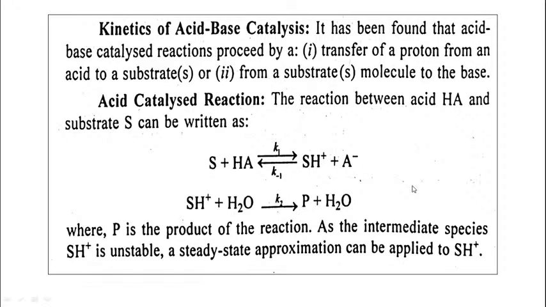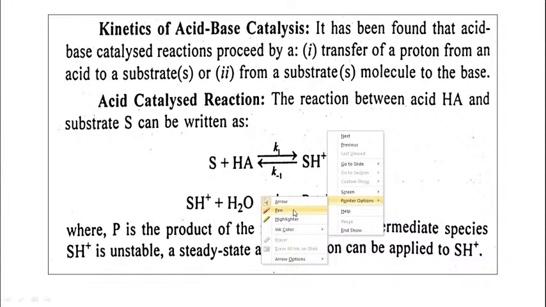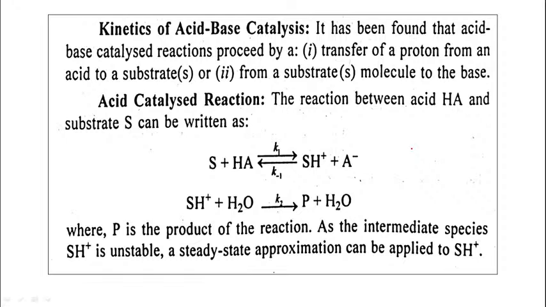As the intermediate species is unstable, in catalyzed reaction particularly, the intermediate is formed and that intermediate is unstable. So for this, a steady state approximation can be applied. We can apply the steady state approximation to this, and according to that we can find out the concentration of the intermediate.